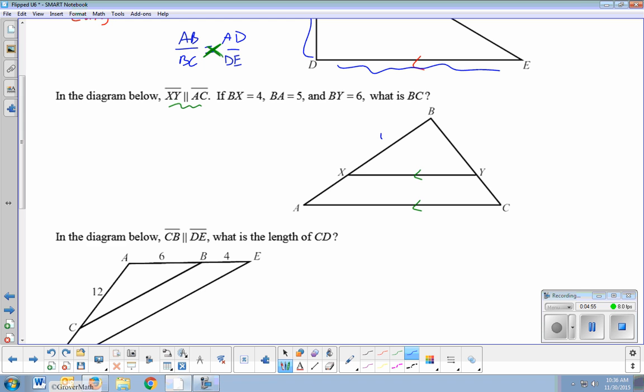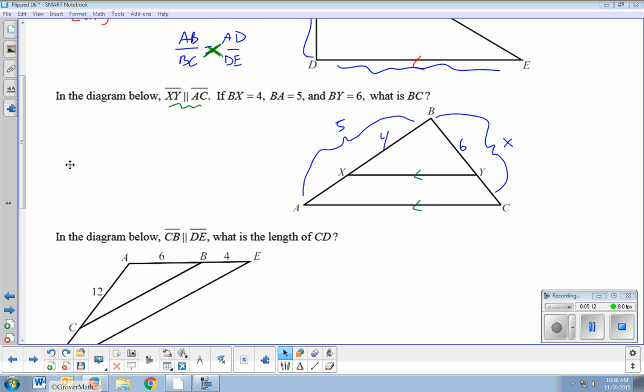BX is 4, and BA is 5. BY is 6. And so what is the length of BC? X. And it's very likely we'll have some decimals here and stuff like that, so I'm going to just get my calculator out to do the algebra for me.